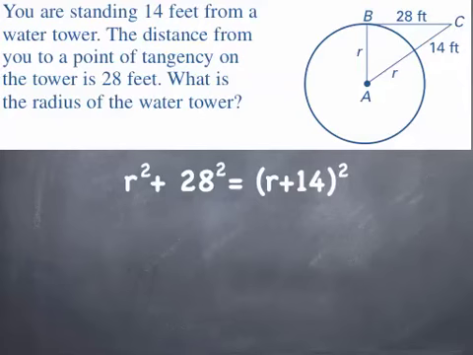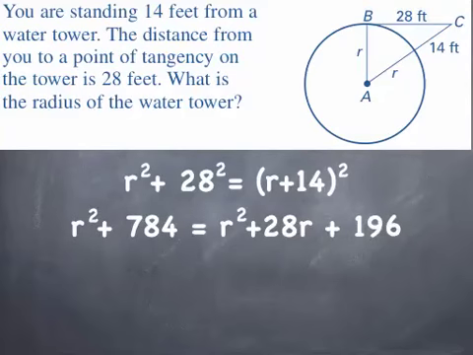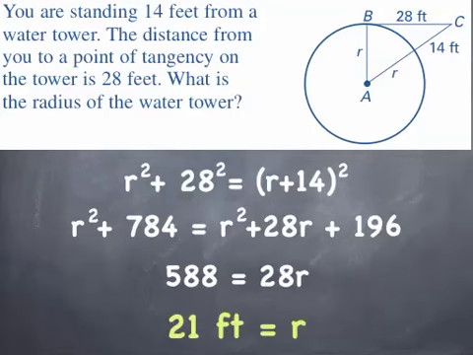R squared is going to remain R squared. 28 squared is 784. And then R plus 14 squared is R squared plus 28R plus 196. When I need to combine my like terms, I would subtract R squared from both sides, and when you do that, they're going to cancel out. I also went ahead and subtracted 196 from both sides to get 588 equals 28R. The last step would be to divide by 28, and when you do that, you get 21 feet for R. So the radius of this water tower would be 21 feet.